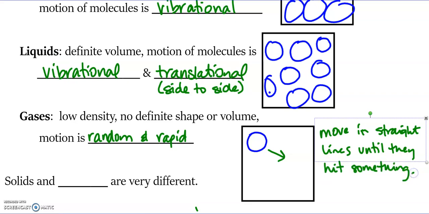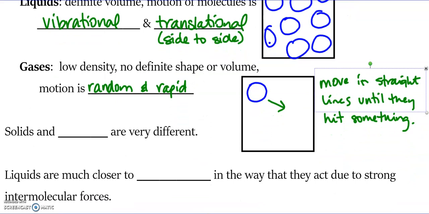That's why we talked about, when we did gases, we talked about pressure with them because they're moving, so they're having more collisions with each other and the sides of their container, which creates pressure, or more pressure than like a liquid or a solid might have because they're not moving as much, if at all. So solids and gases are very different, whereas liquids and solids are much more similar due to their forces. There's forces holding their molecules together, their atoms together, which allows them to act more similarly.